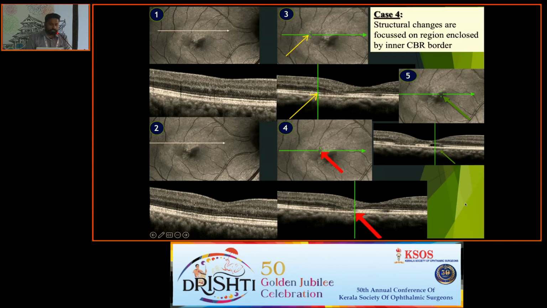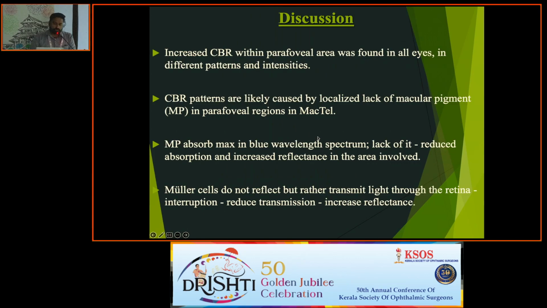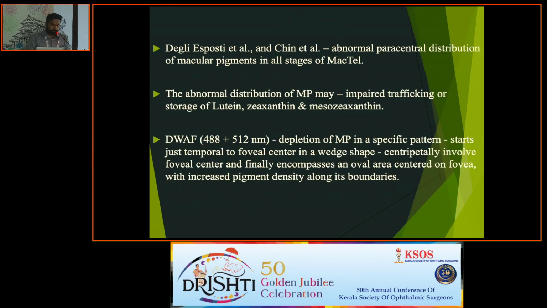In this example, we can see that the structural changes are mainly focused on the region enclosed within the inner border of the CBR, whereas the regions external to the inner border do not show much structural change on OCT. So increased CBR within the parafoveal areas is seen in all cases, except with different patterns and intensities. And this is mainly related to the lack of macular pigments in MacTel.